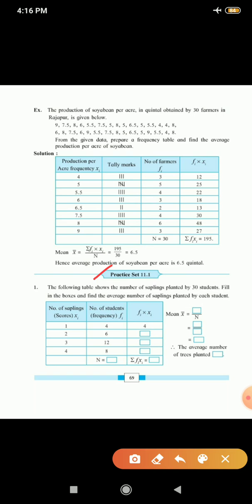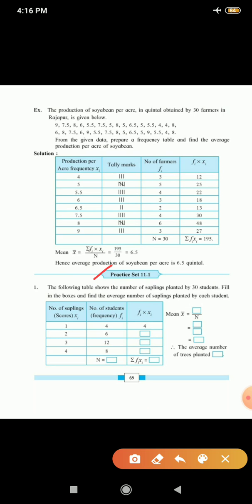So number of saplings, that is xi, scores 1, 2, 3, 4. Number of students, Fi, 4, 6, 12, 8, down n is equal to 30. Okay, n is equal to 30, write 30 in that blank. The last column, Fi into xi.